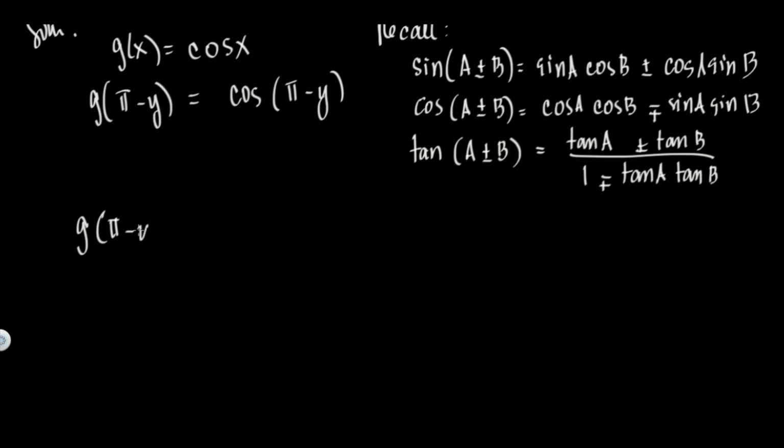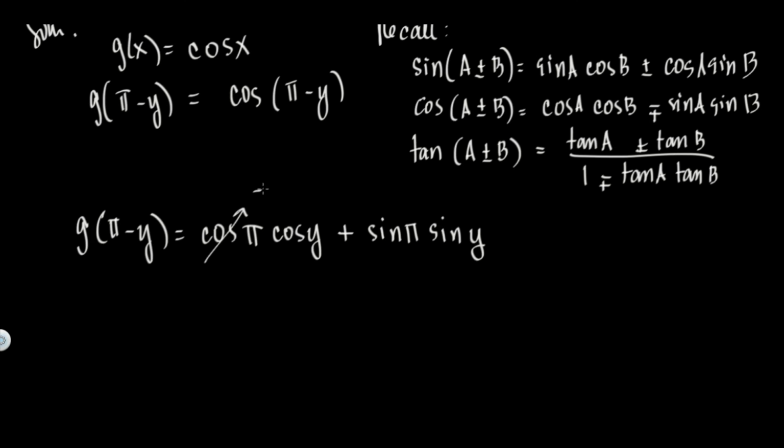Okay? So, tuloy natin to. G of pi minus y is equal to cosine of pi, no? Yung A dito is the pi. Yung B is the y. Okay. So, cosine pi cosine y. So, since negative yan, positive ito. So, positive sine pi times sine y. Okay. So, what is cosine pi? Cosine pi is negative 1. And sine pi is 0.